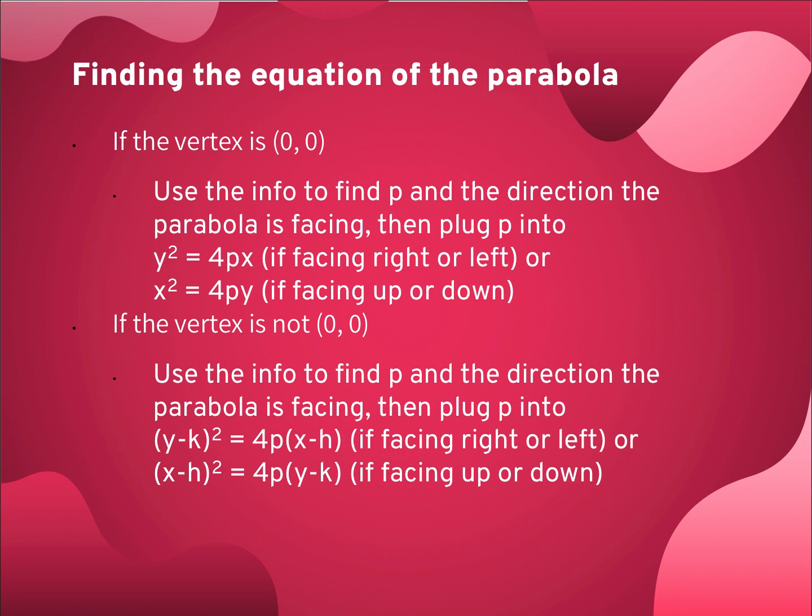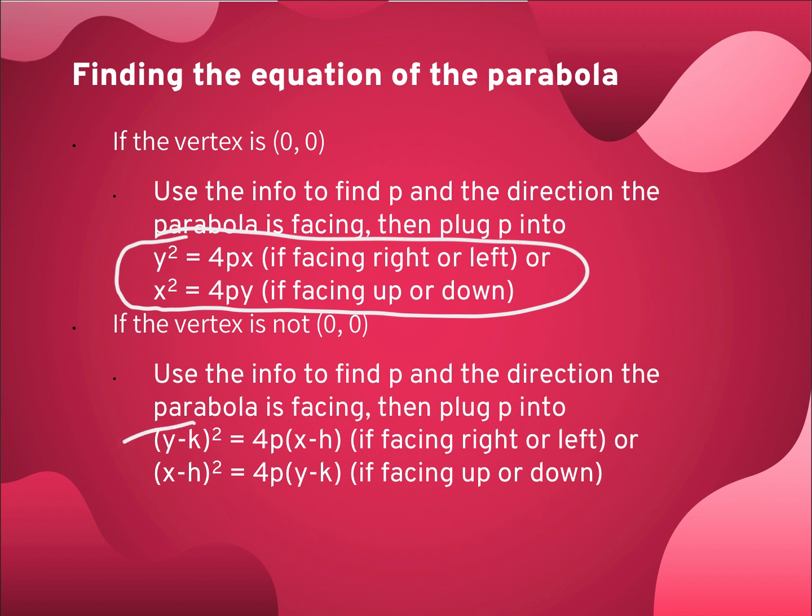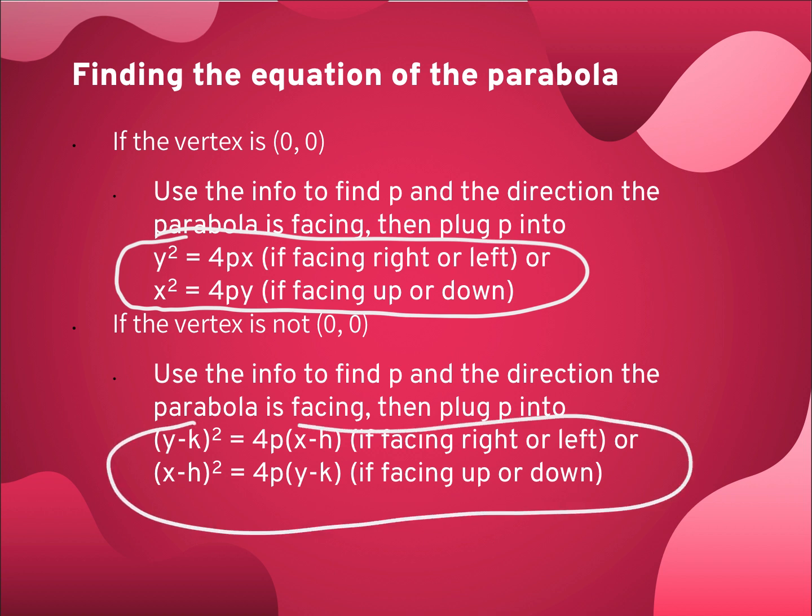Okay, again, understand, guys, you will be given these formulas. And you'll be given this formula. All right, what are the differences between the two? One, the top one, the vertex is at 0, 0. The bottom one, the vertex is not at 0, 0. It moves, right? The vertex is your H and your K. You guys remember that? Okay.